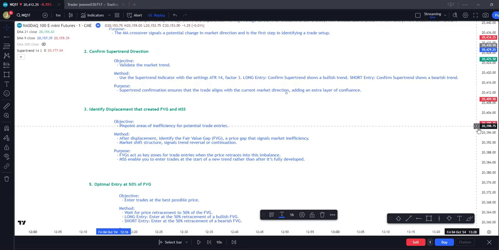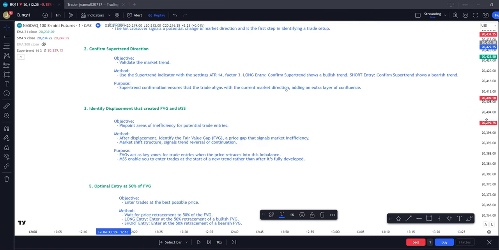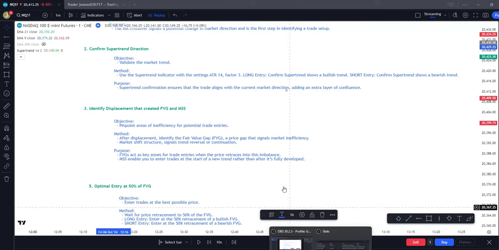It is not. I don't think so. It's lagging, because that's why we have the confluences, and that's why we need to learn the market structure and the price action. And on this strategy, market structure and price action is on this step three. You don't need the other things. On this scalping strategy, you just need to identify displacement that created fair value gap and market structure shift.